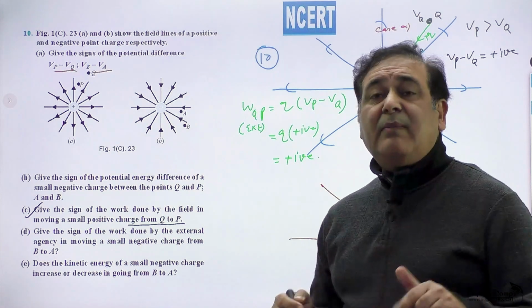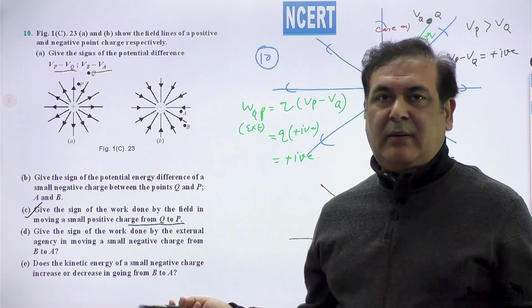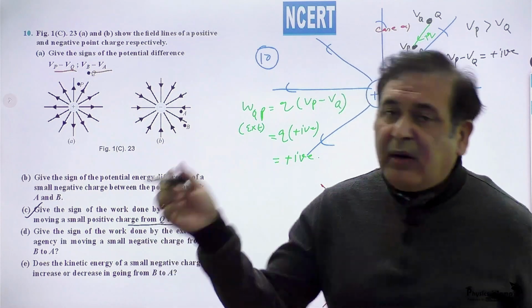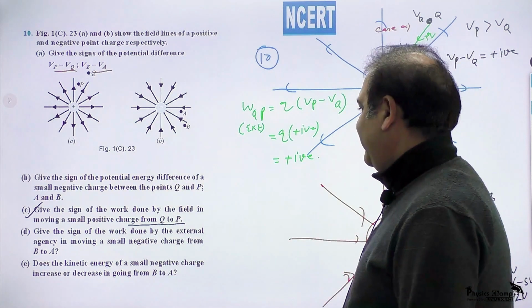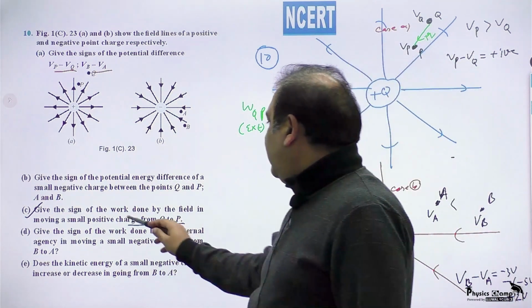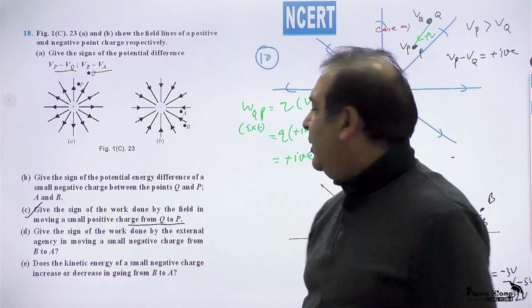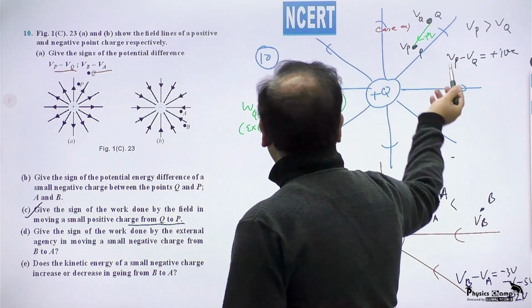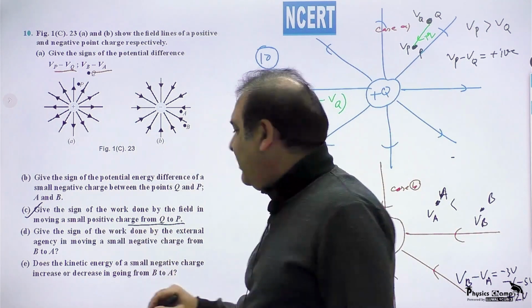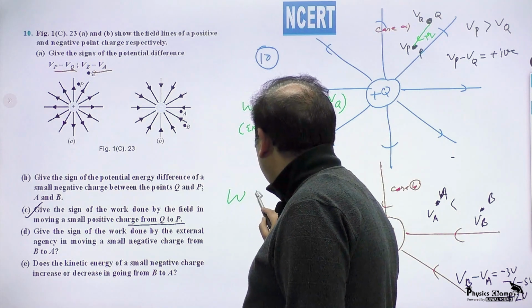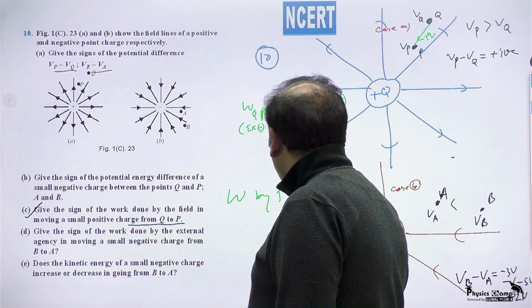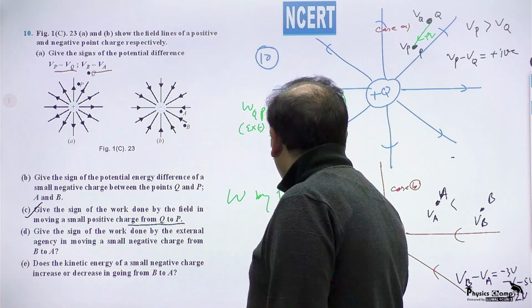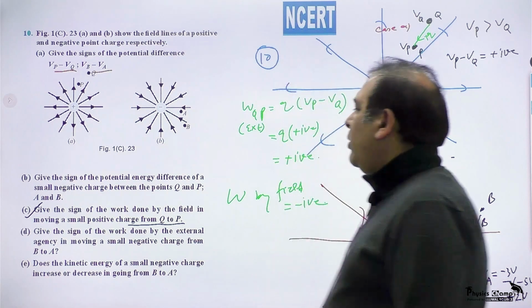It means the external work required is positive. What is the work done by the field? Work is actually done on the field. So what is the work done? Give the sign of work done by the field. So work done by the external force is positive and work done by the field will be negative. Work should be done on the field, not by the field.